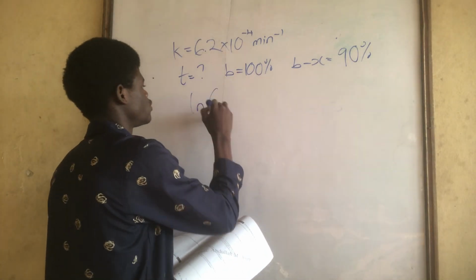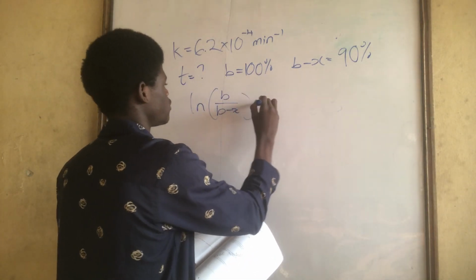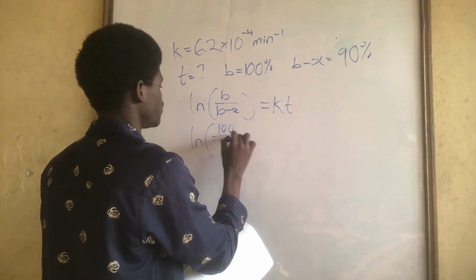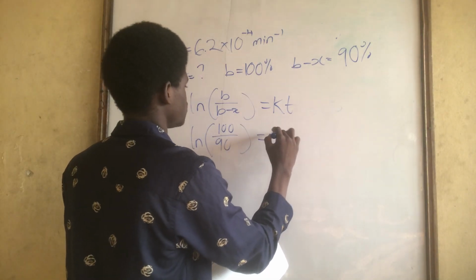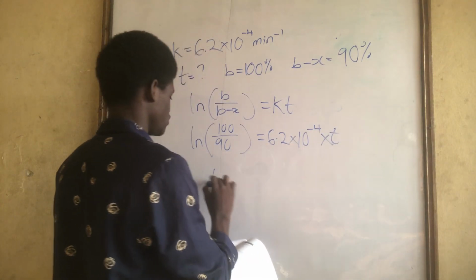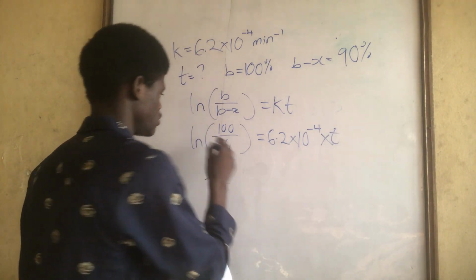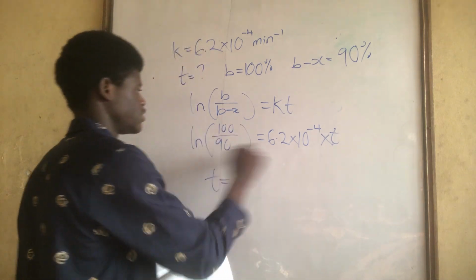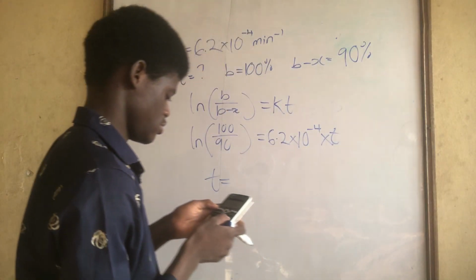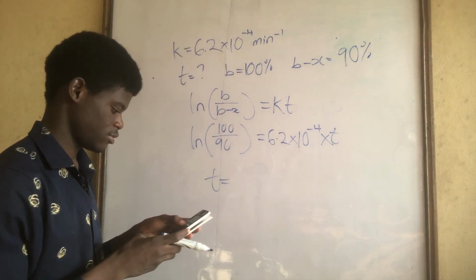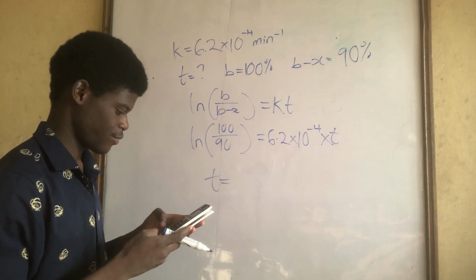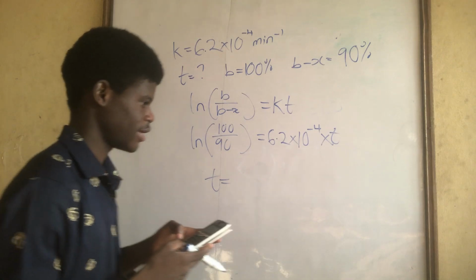Since it's a first order reaction, we are still going to use our formula, ln B over B minus X equal to KT. So this will be ln of 100 over 90 equal to K, which is 6.2 times 10 raised to power minus 4, times T. Let me use my calculator. That will be ln of 100 over 90, all divided by 6.2 times 10 raised to power minus 4. That will give us 169 minutes.